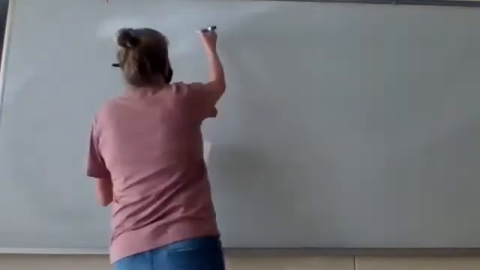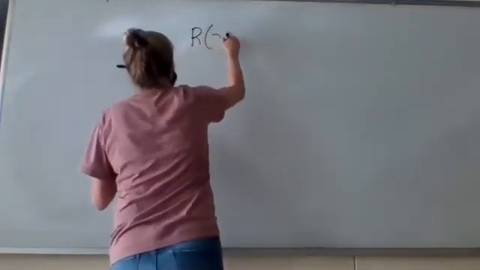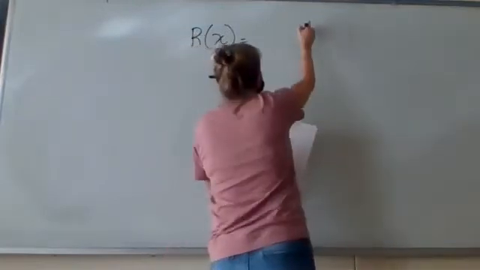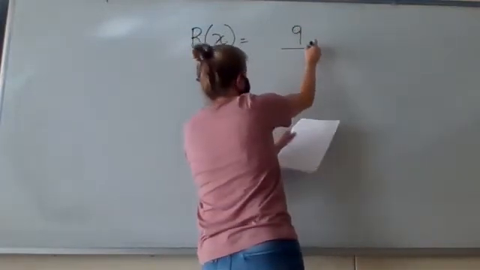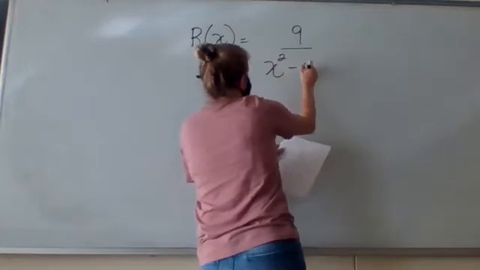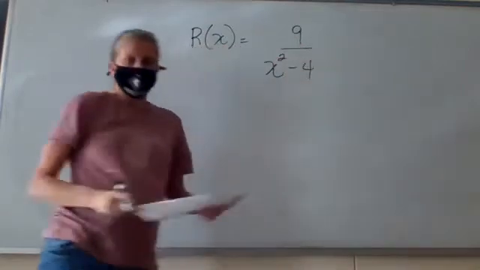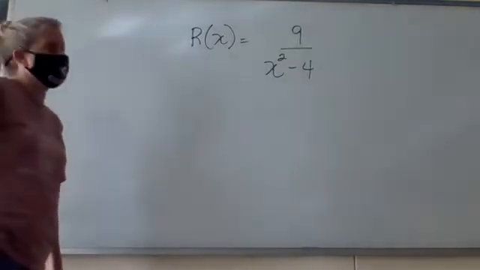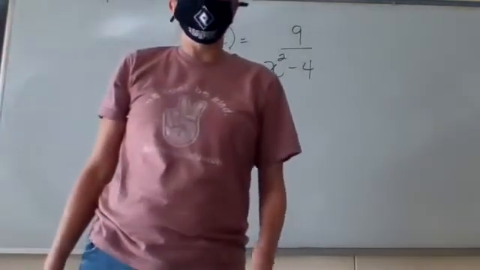Number 19 wants you to list all the asymptotes of the function and then choose which graph it would represent. So r of x equals 9 over x squared minus 4. We're going to find the vertical asymptotes and the horizontal.